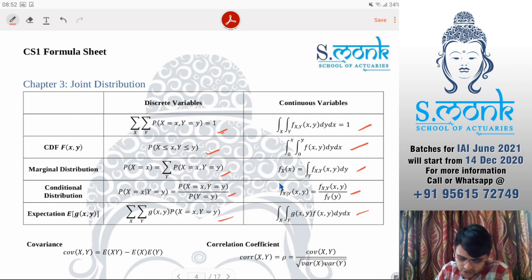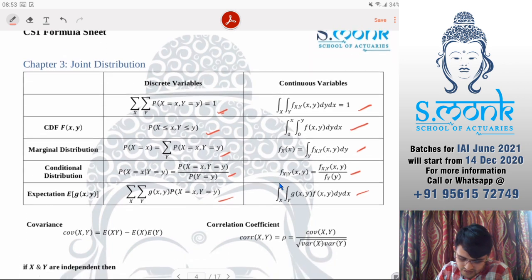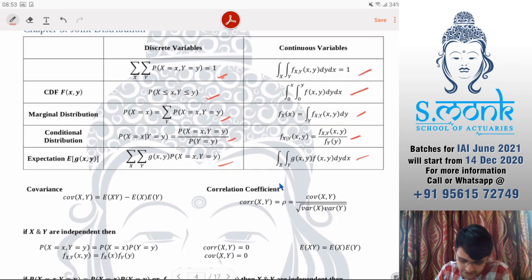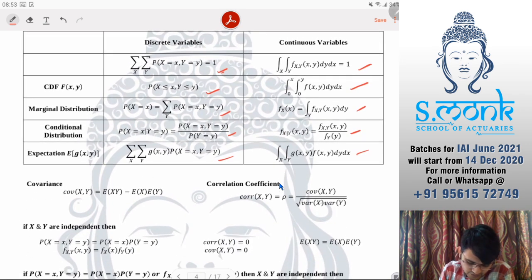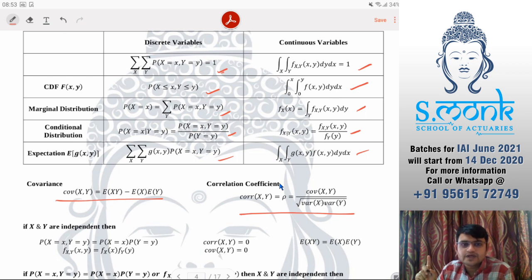Other than that, you need covariance formulas. Covariance is nothing but expected value of xy minus expected value of x into expected value of y. Correlation coefficient is this. Although our method of solving in chapter 10 is much better than using this, but if covariance is given, variance of x and y is given, then definitely this will be good. Okay.